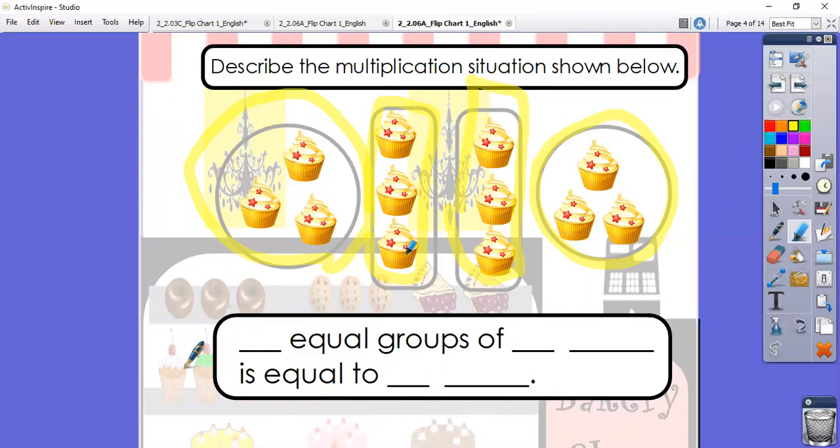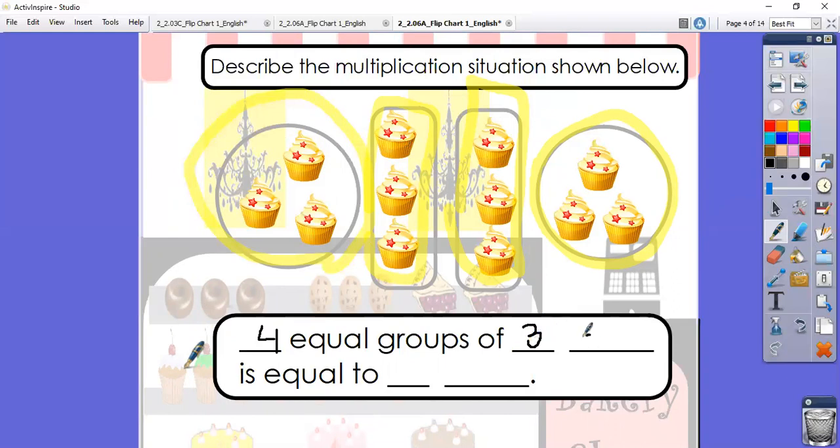1, 2, 3, 1, 2, 3, 1, 2, 3, 1, 2, 3. Even though they're different shapes, they have the same number. So I still have equal groups. Remember, always start first with how many groups do you have? I have 1, 2, 3, 4 equal groups. So 4 equal groups of 3.